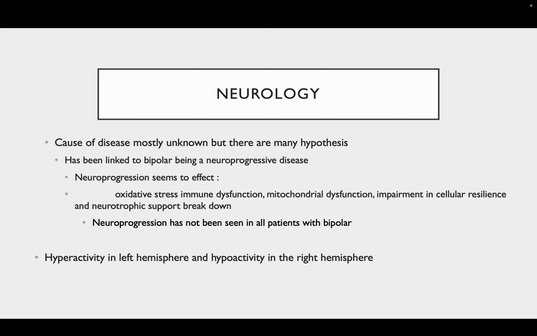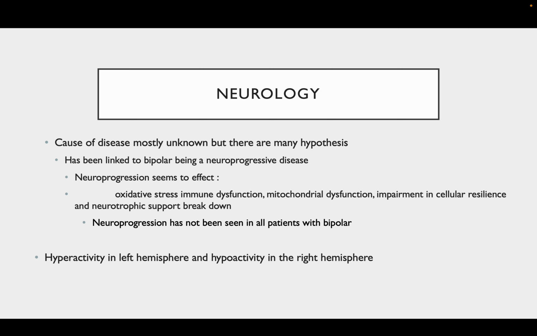Bipolar has been thought to be a progressive disease with functional decline and cognitive impairment. These impairments seem to happen after the reoccurrence of episodes. Neuroprogression seems to also affect oxidative stress, immune dysfunction, mitochondrial dysfunction, impairment in cellular resilience, and neurotrophic support breakdown. It has also been suggested that the reoccurrence of multiple episodes seems to permanently alter neuronal activity. It is important to note that these aspects of neuroprogression have not been present in all patients.